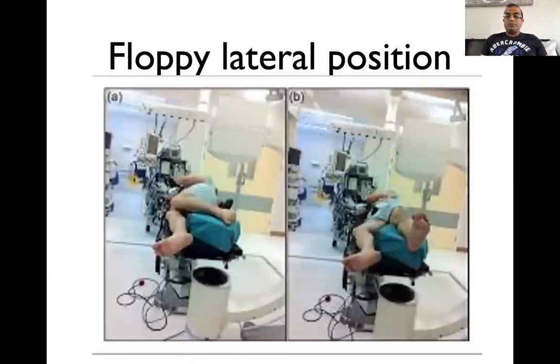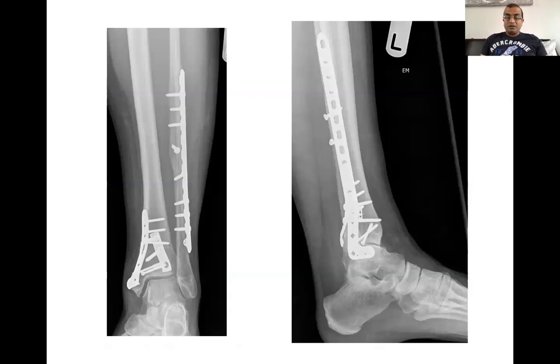Now, we do commonly use a floppy lateral position for these cases, which allows us access to the posterolateral aspect of the ankle. As well, if the hip rotation permits, we can externally rotate the hip and give an anteroposterior view, which helps in fixation of the medial malleolus. This has been published by one of my colleagues, Mr. Murthy.